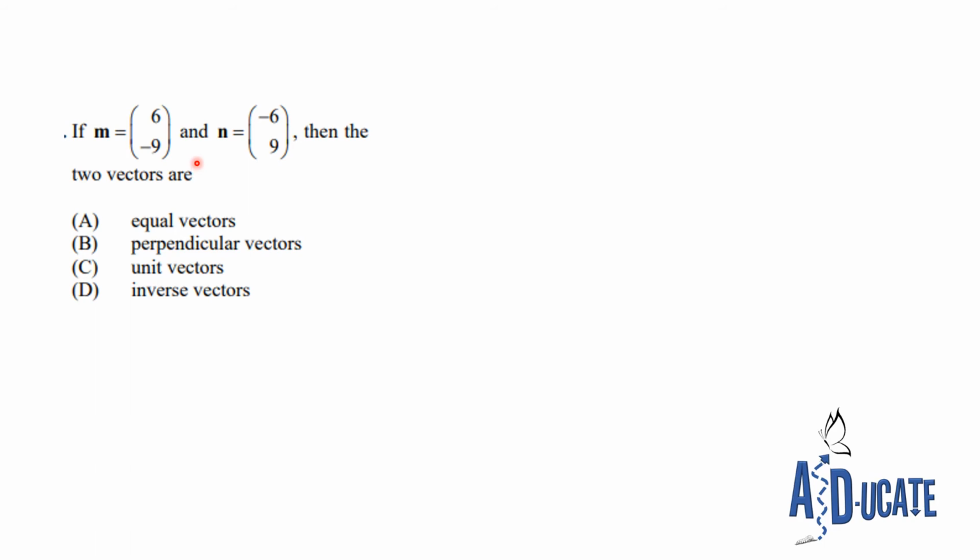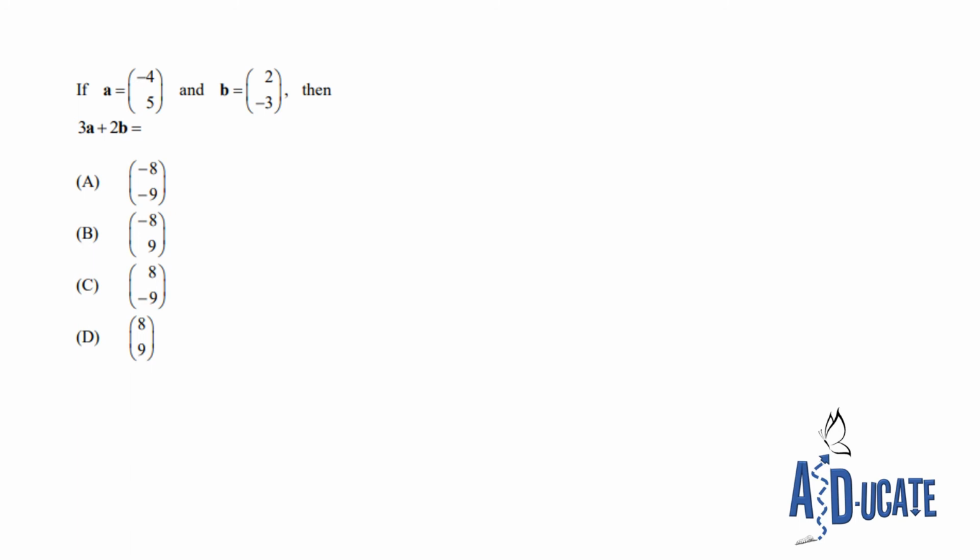But we take a closer look and realize that the x and y components, in terms of the sign, are not the same. So we could take any of our vectors. We could take vector m, multiply it by -1, and we should get n. Or we could say take n and multiply it by -1, and we would get m. So these two vectors are inverse vectors.